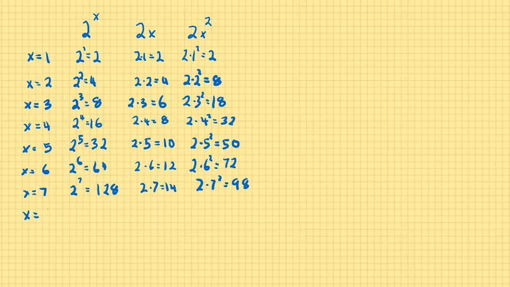When x equals 8, you get 2 to the 8th. Okay, and that's going to be 256. The linear function is going to be 2 times 8, which is 16. And this is going to be 2 times 8 squared, which is 64, which is 128.